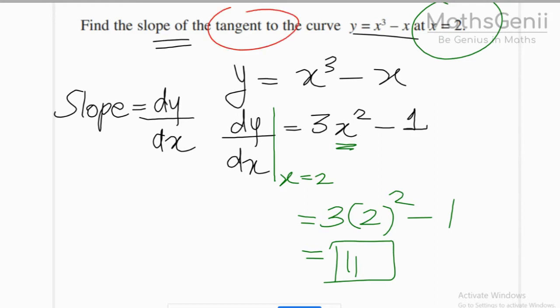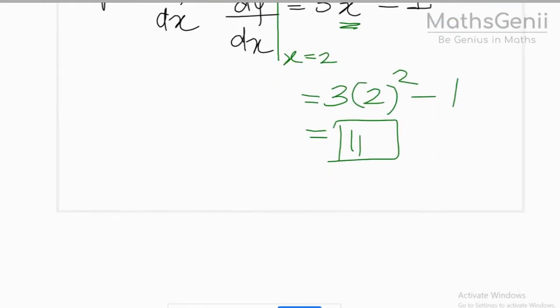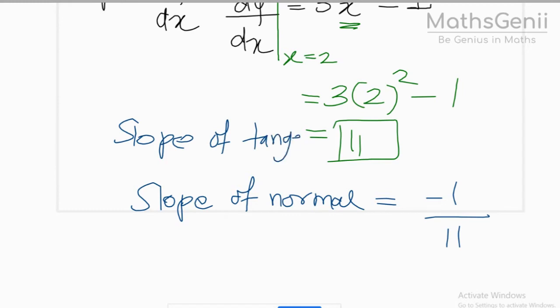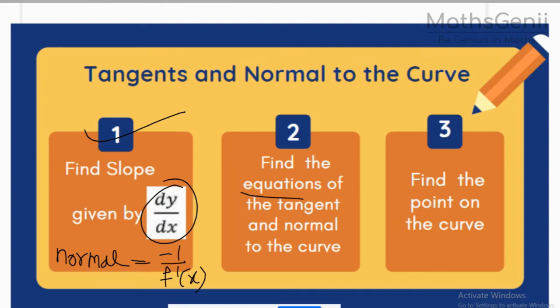This is the slope for tangent. If they would have asked you the slope for normal, it's not asked in the question, but I'm still showing it for your information. Slope of normal would have been minus 1 upon slope of tangent. This is slope of normal, and this is the answer for slope of tangent. So the first type we have already covered.